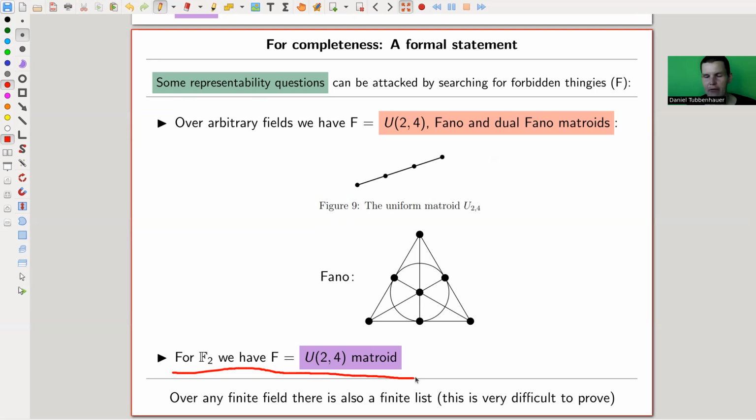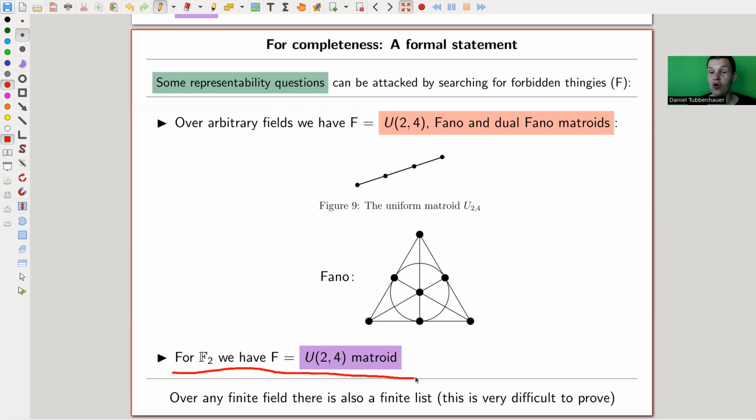So essentially the Fano and the dual Fano will kind of play the role of doing something for F2, and U2,4, they can be represented over F2, so you need to rule out something over F2, and then you just put in the U2,4. And over any finite field, there's a finite list. This is super difficult to prove, and I'm also not sure how the list actually looks like. They're usually very complicated, but it's a nice statement somewhat. So you can check representability over a given finite field by just a finite list of obstructions.